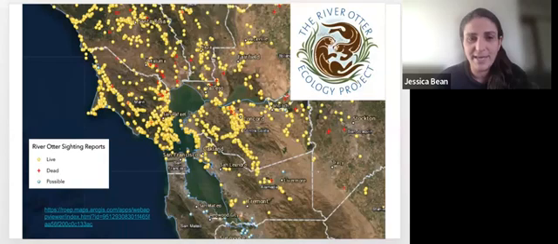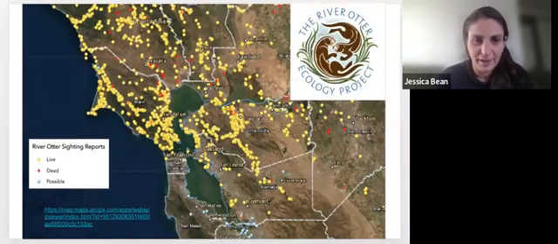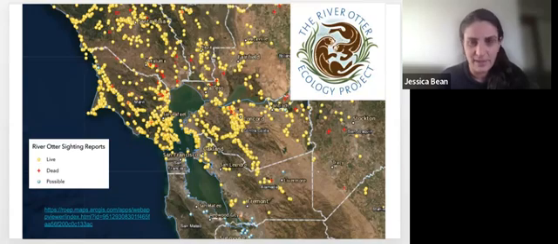So as you can see, these otters are definitely being observed in areas, especially over the last 10 years, in places where they were not seen prior to the 90s. So I would like us to think about this map, right? What we're observing here and the other images and videos that I showed you.